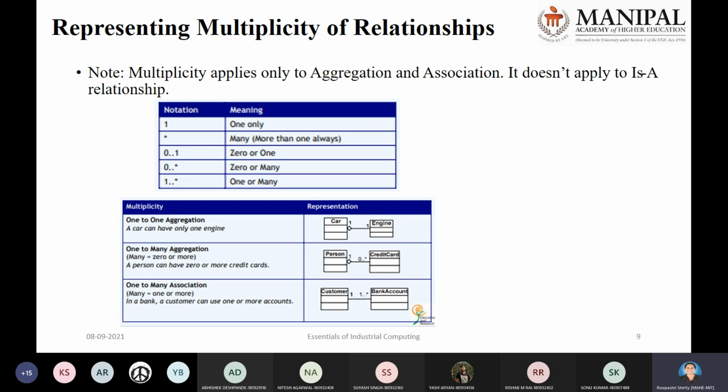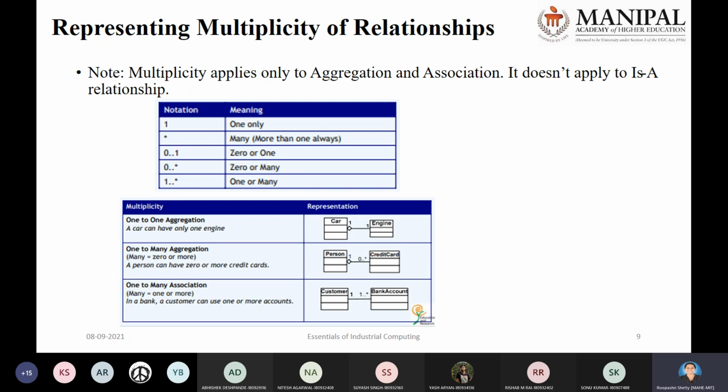One to one association is like one car has one engine, right? One car cannot have multiple engines, and an engine is mandatory for the car to run. So it is purely a one to one relationship. Similarly, one-to-one aggregation: one car has one engine. Next comes one-to-many aggregation. One person can have multiple credit cards, or a person has 0 or more credit cards. It's a kind of one-to-many aggregation.